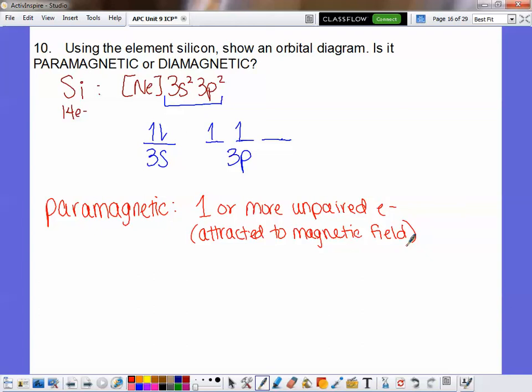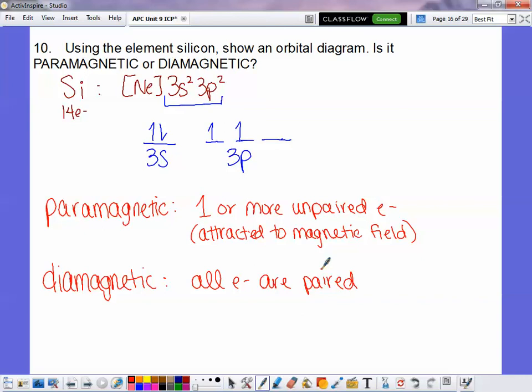Paramagnetic is when there's one or more unpaired electrons in the atom. What this causes is that element or that atom can be attracted to a magnetic field. Diamagnetic is when all the electrons are paired. So this one would not be attracted to a magnetic field.